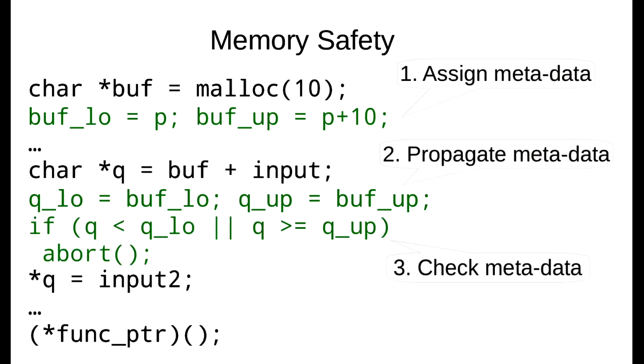In addition to that, we have a dereference check whenever that pointer is used. So before *Q = input2 is actually executed, we do a check if the current value of Q is inside the bounds and abort otherwise, which protects us from any possible attacks that would assign it out of bounds. So the function pointer cannot be overwritten in this example.